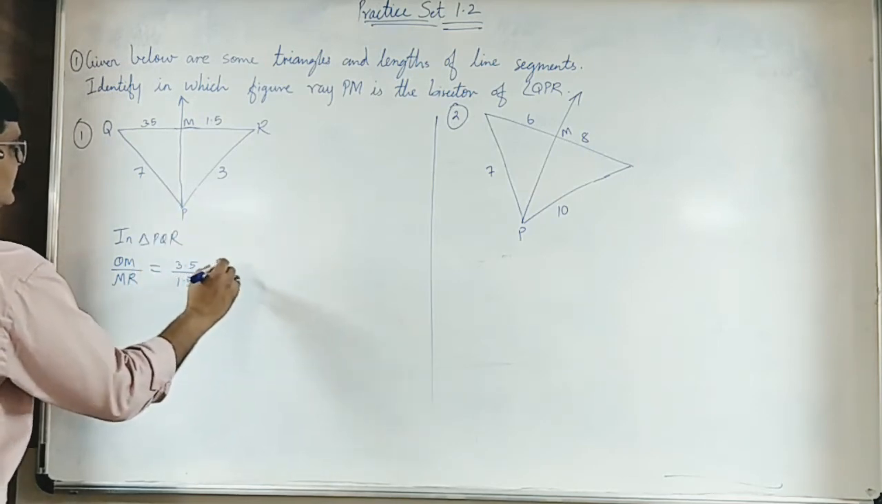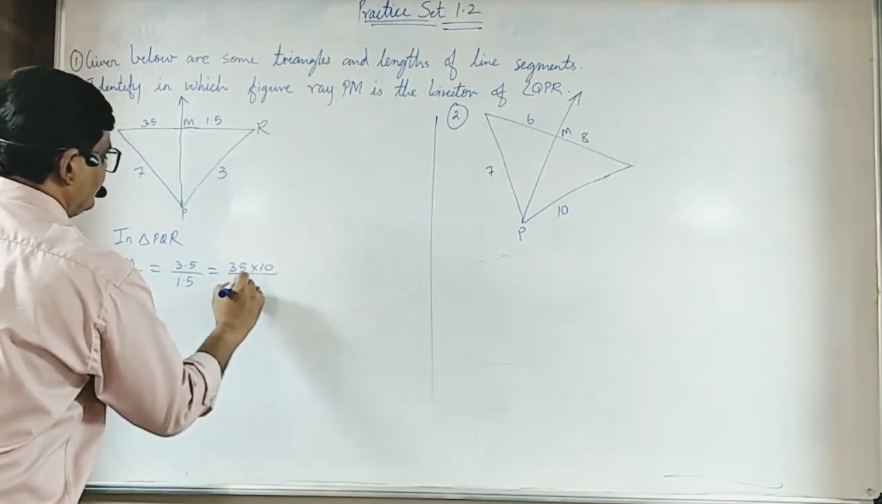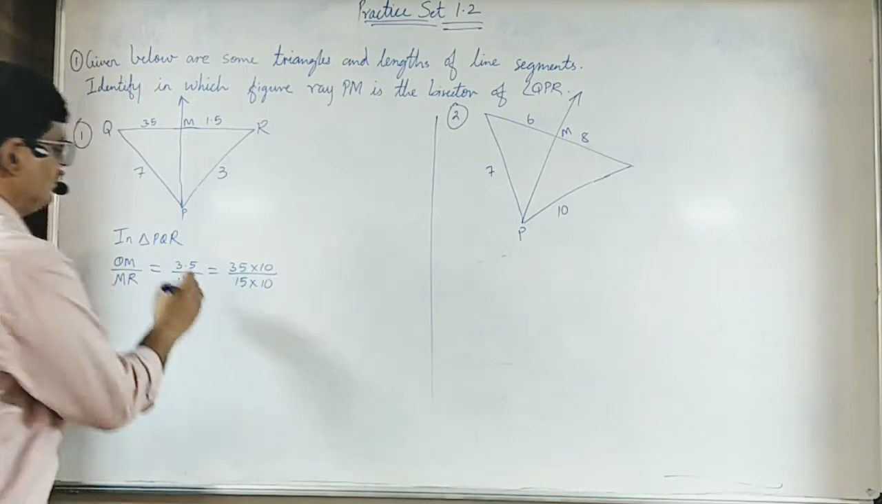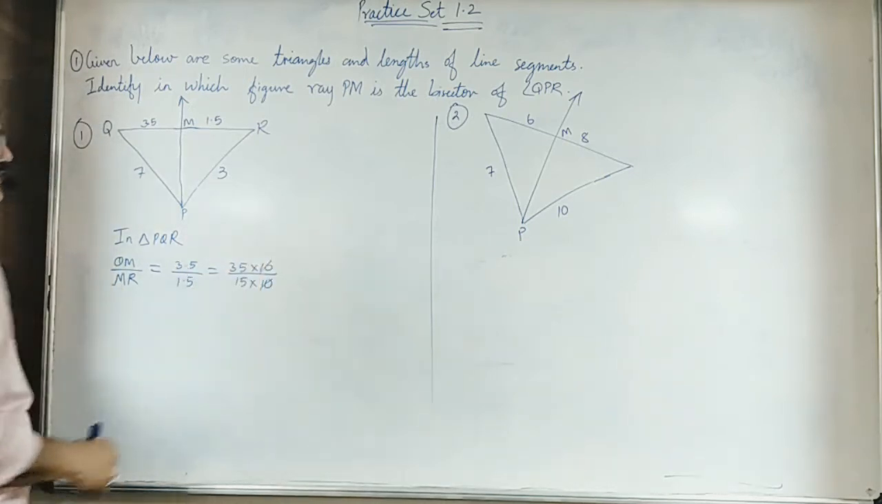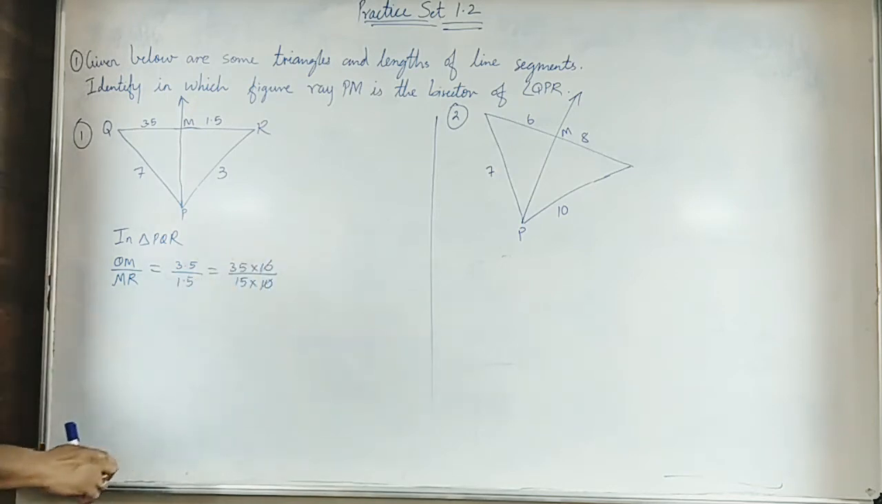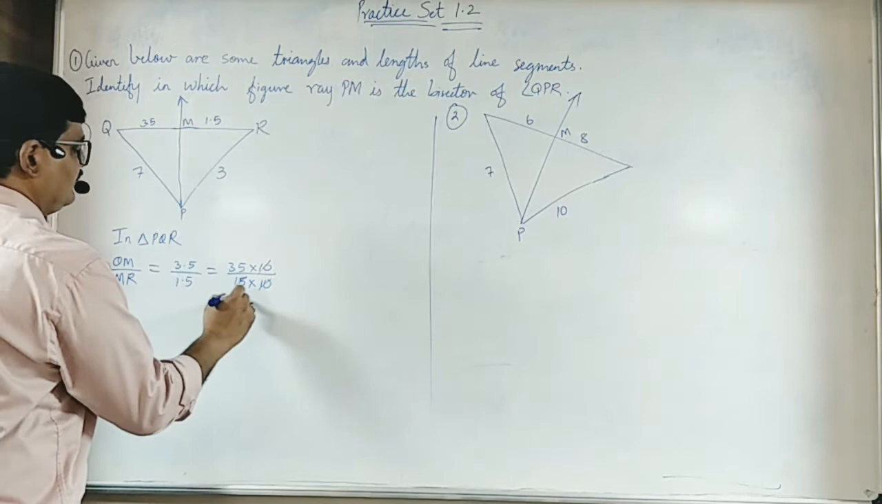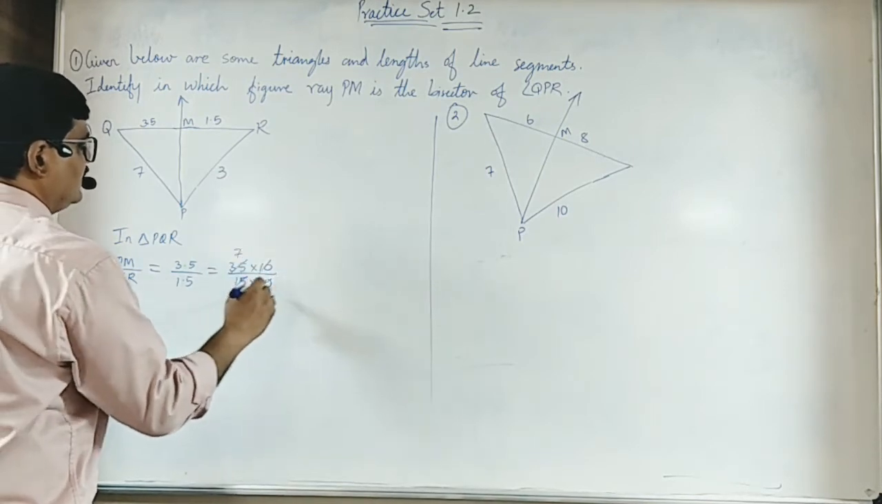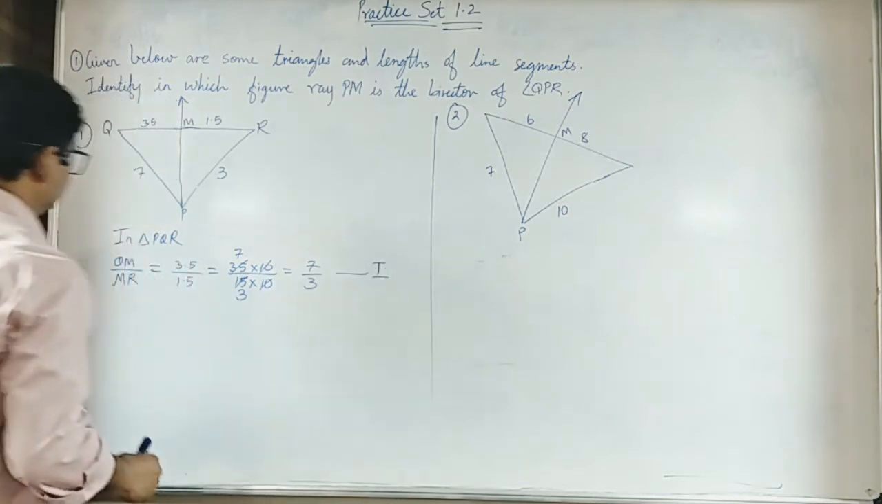So over here I have 35 into 10 upon 15 into 10. What I did was remove the decimal, and this 10 will get cancelled. The decimal of the denominator goes up, and the decimal of the numerator comes down. Now 5 threes are 15 and 5 sevens are 35. So I'm getting 7 upon 3. That's my statement number 1.